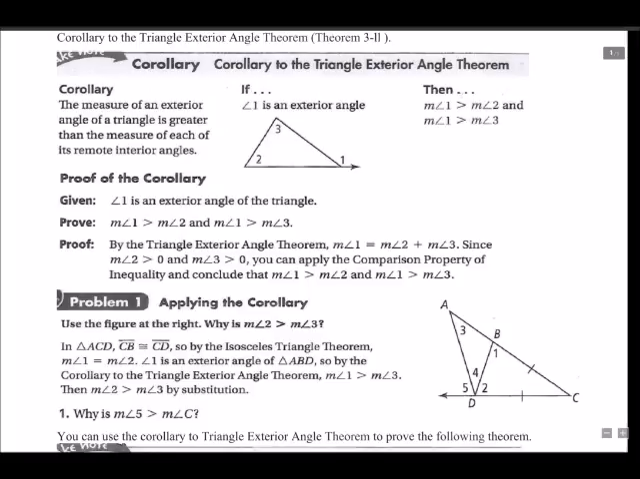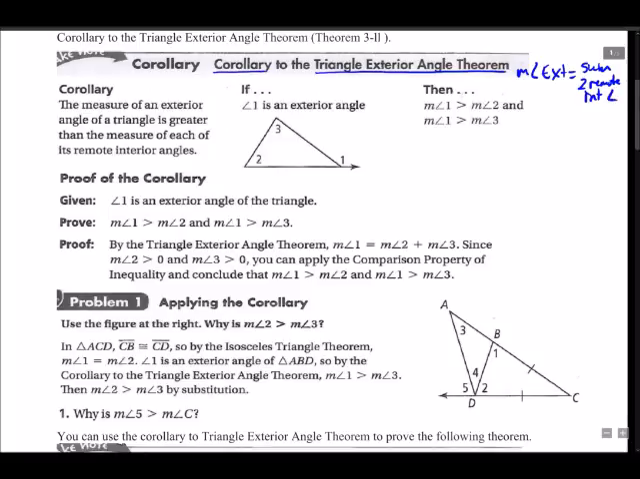So our first theorem here is a corollary. Do you remember what corollary means? Corollary means it's an extension or a special case of. So this is the corollary to the triangle exterior angle theorem. And you remember what the triangle exterior angle theorem said? It said the measure of our exterior angle equals the sum of our two remote interior angles.